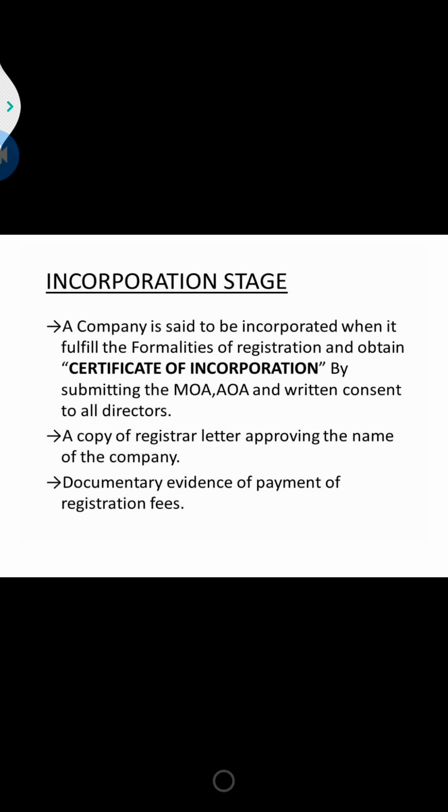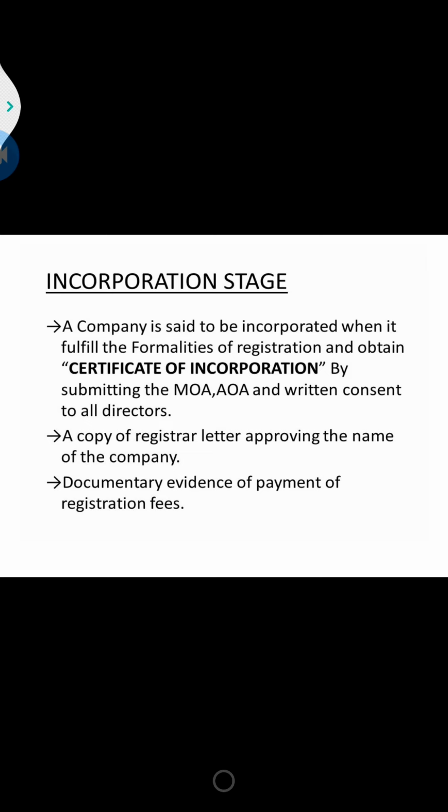First is the preliminary activity. Before a company is incorporated, the promoter has to take a decision regarding the following: the name of the company. He has to decide the name of the company. He should obtain the license under the Industries Development and Regulation Act 1951. And he has to file some documents with the registrar: as I told you, the memorandum of association, articles of association, the list of directors, written consent of directors, and the statutory declaration. After this, you are going to get your company registered.